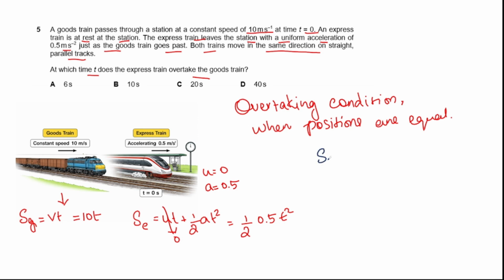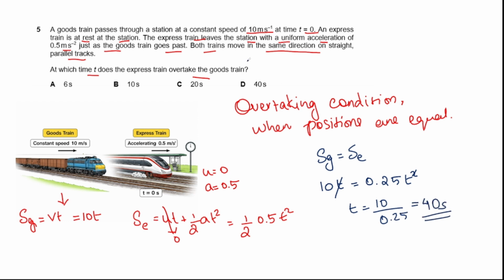So we can substitute in the equation in the condition. So where the SG is equal to this SE, both distances are the same. So 10t is equal to 0.25 t square. So t and t get cancelled. So t is equal to 10 divided by 0.25 and that's gonna be 40 seconds. So the option is D.